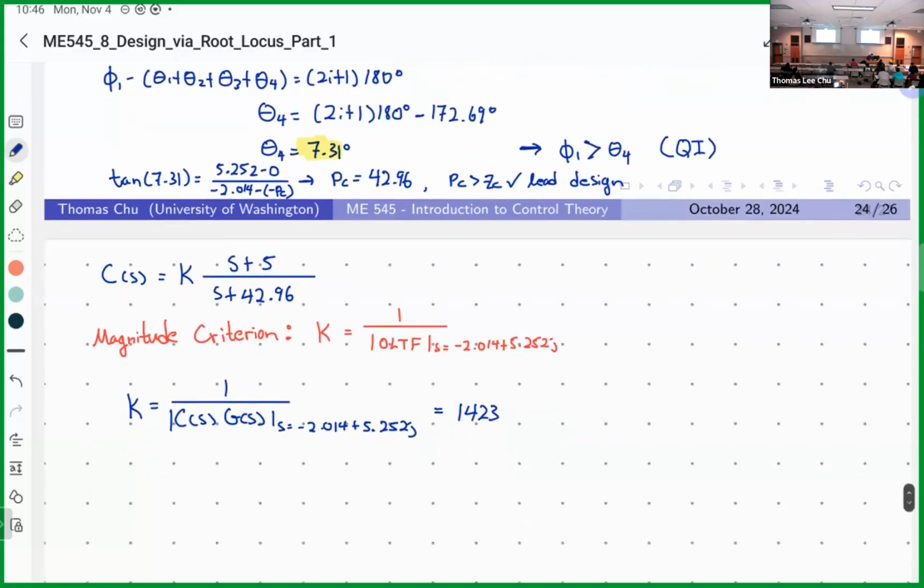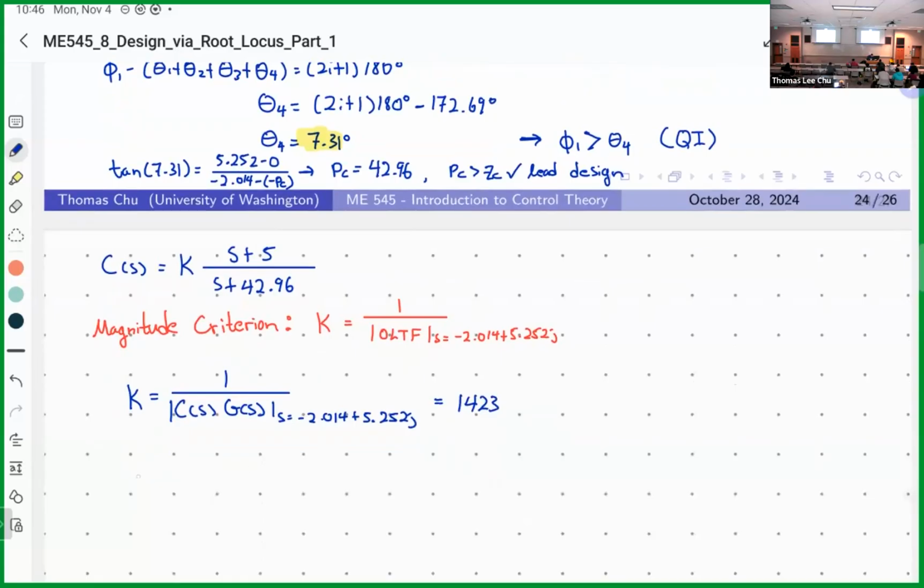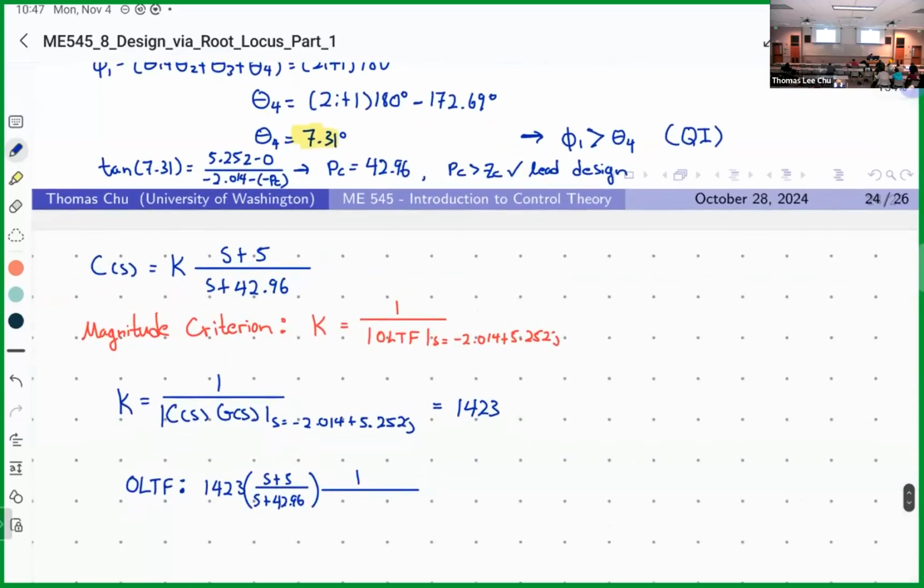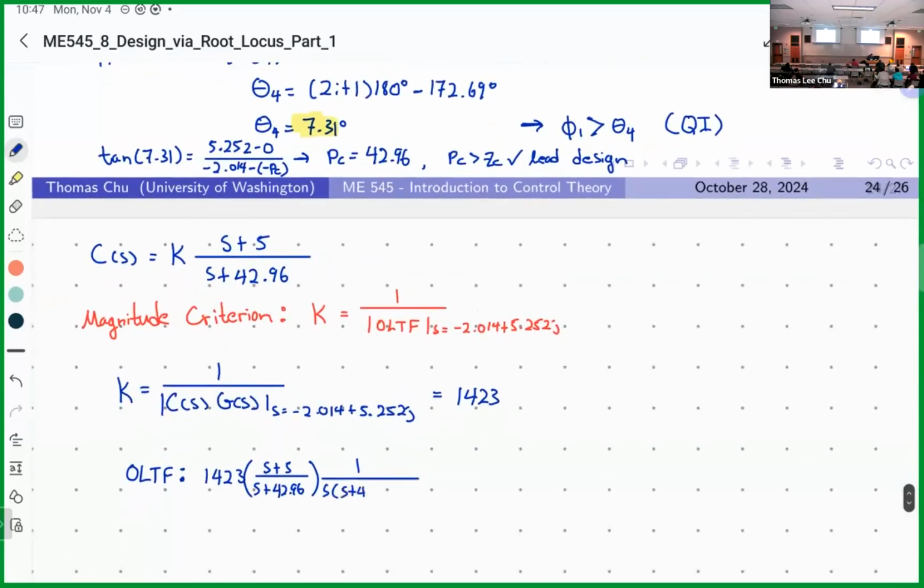So then maybe I'll write out the whole system now. The open loop transfer function is going to be 1,423 multiplied by (S + 5) divided by (S + 42.96), multiplied by one over S times (S + 4) times (S + 6).